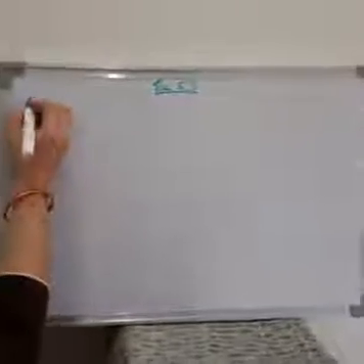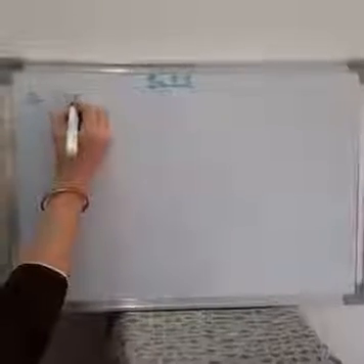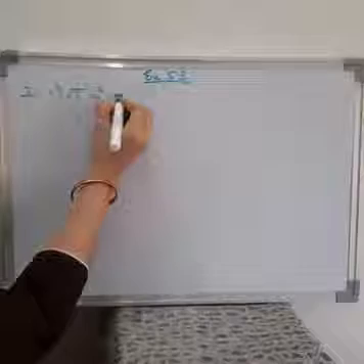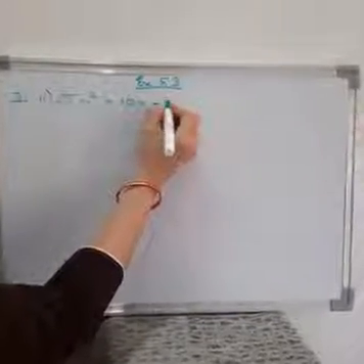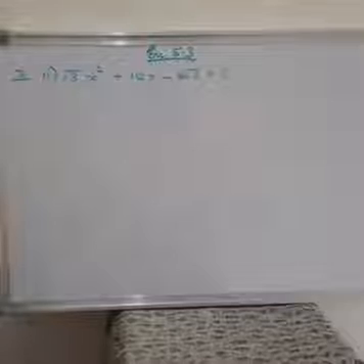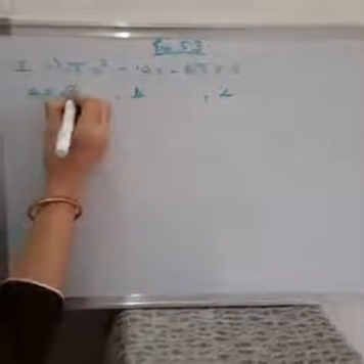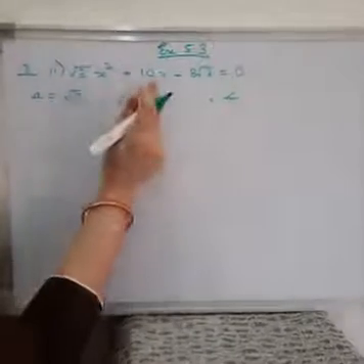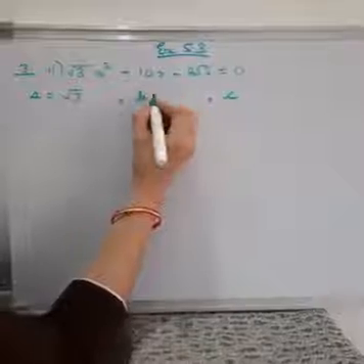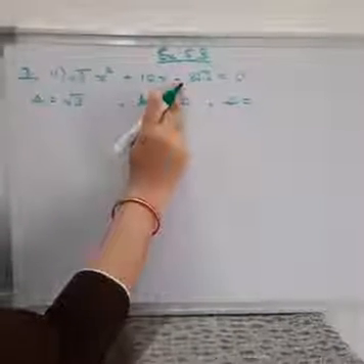Okay children, let's start with the questions of exercise 5.3. Let's take question number 3, part 2, where it is given root 3x square plus 10x minus 8 root 3 is equal to 0. Fine. Now, the first thing to be done is, you have to compare it with the standard form, and so you will have to write the values of a, b and c. So what will be the value of a? Root 3. That is the coefficient of x square. Next, b will be the value which is the coefficient of x. So what is that? 10. And c is the constant term. Remember that you are comparing with ax square plus bx plus c.